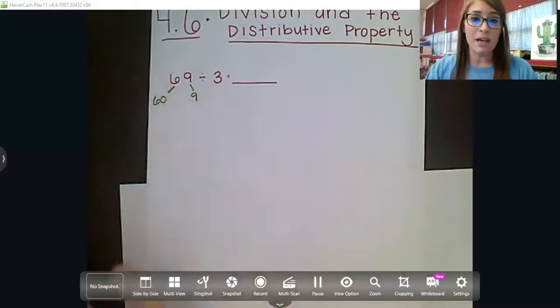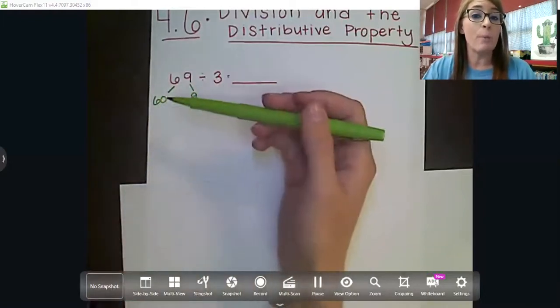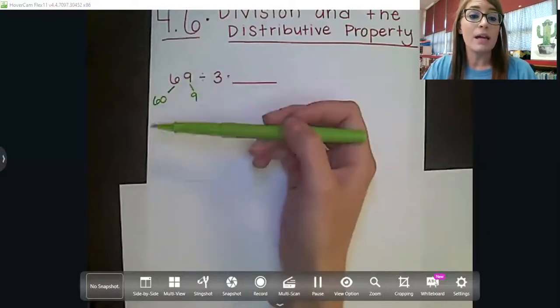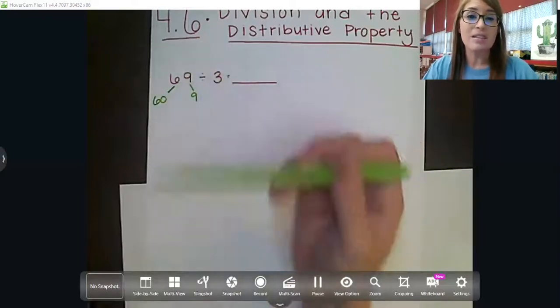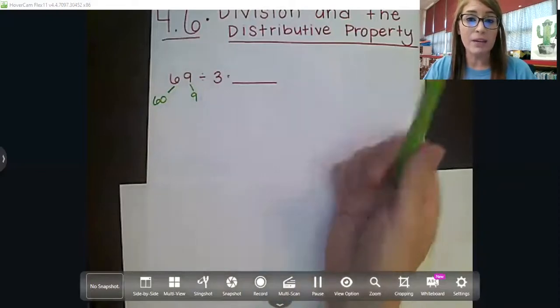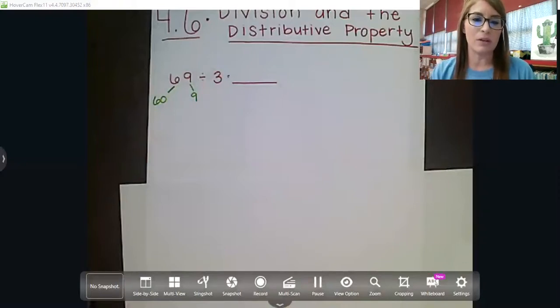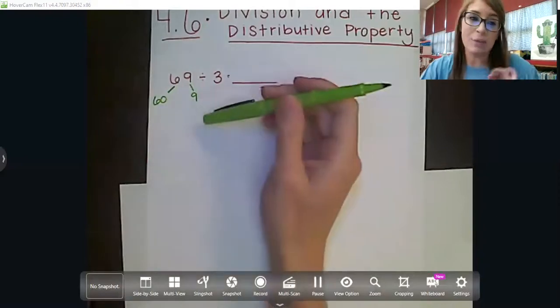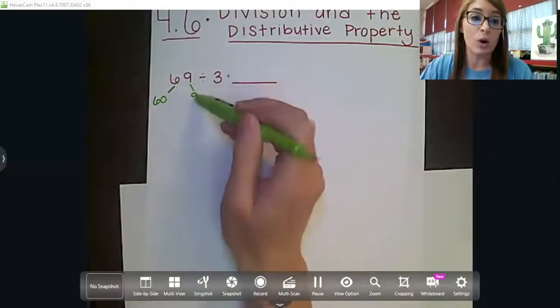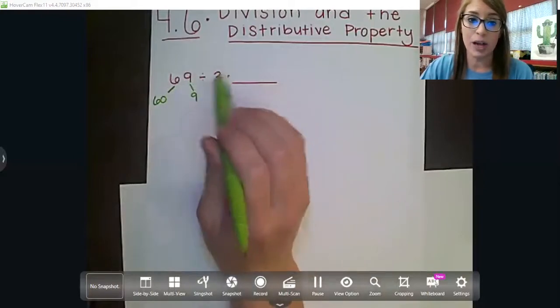Now I'm going to say right now that it's not always going to work out perfectly with it being broken up by tens and ones. Sometimes you're going to have to think a little more creatively and break the number up differently. For example, if we had 45 divided by 3, and I did 40, 3 can't go into 40, so you would have to break it up differently. But let's focus on this one for right now. I just wanted to throw that out there.